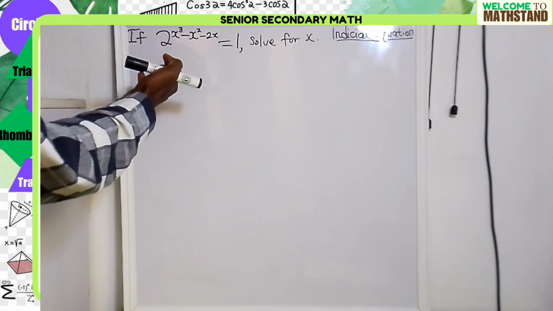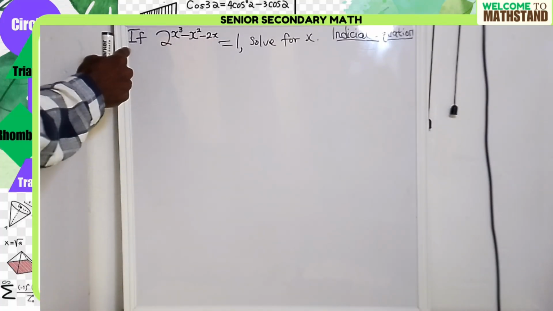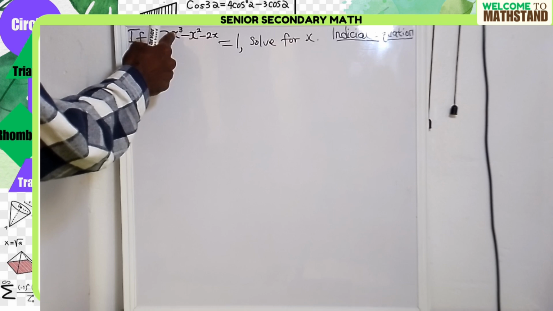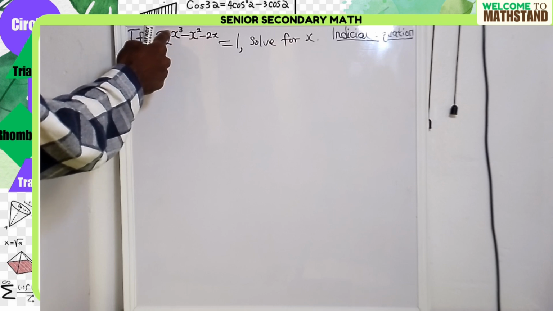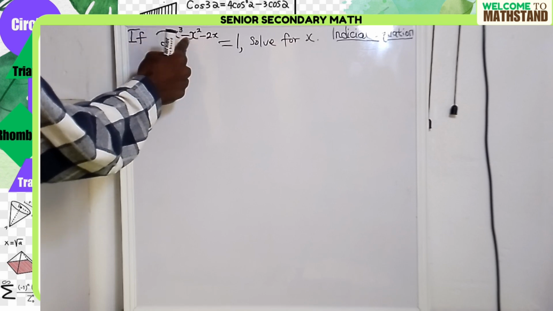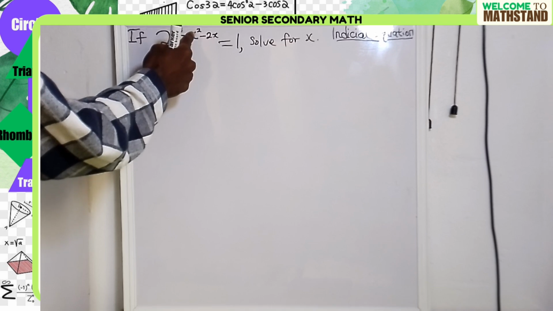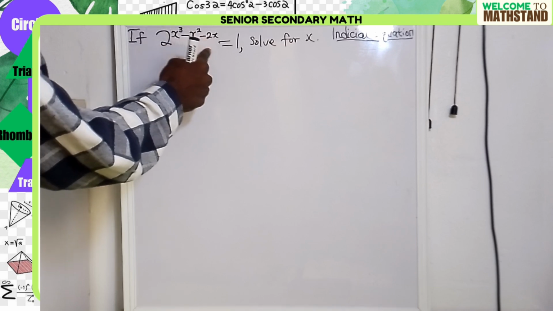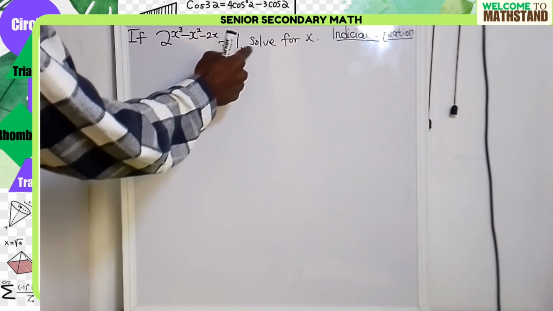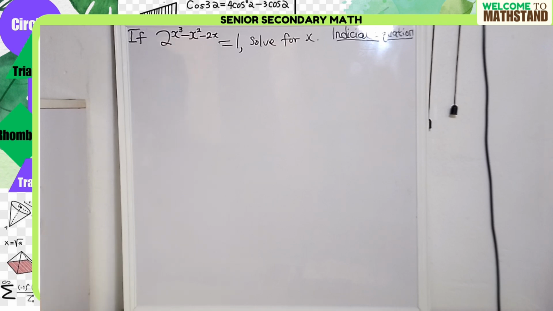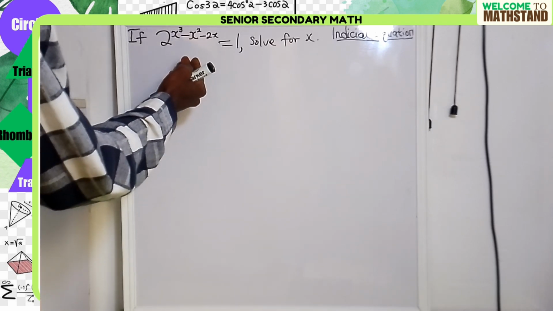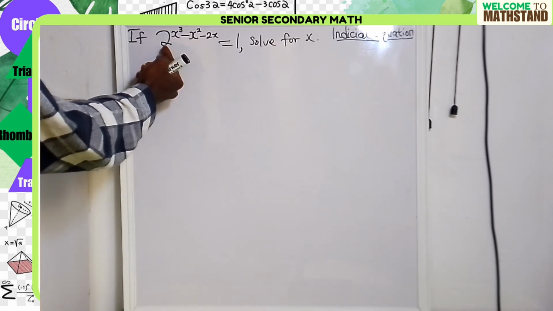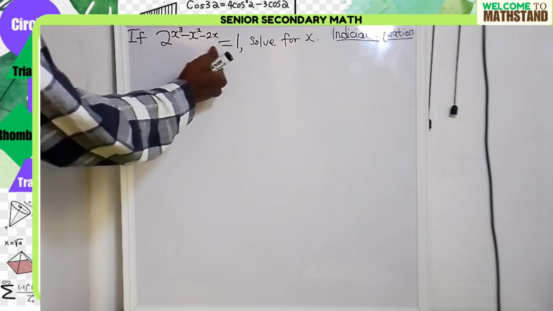We are given an indicial equation. If 2 raised to the power of x raised to the power of 3 minus x raised to the power of 2 minus 2x equals 1, solve for x. The first thing that we need to think of is making the base to be the same.